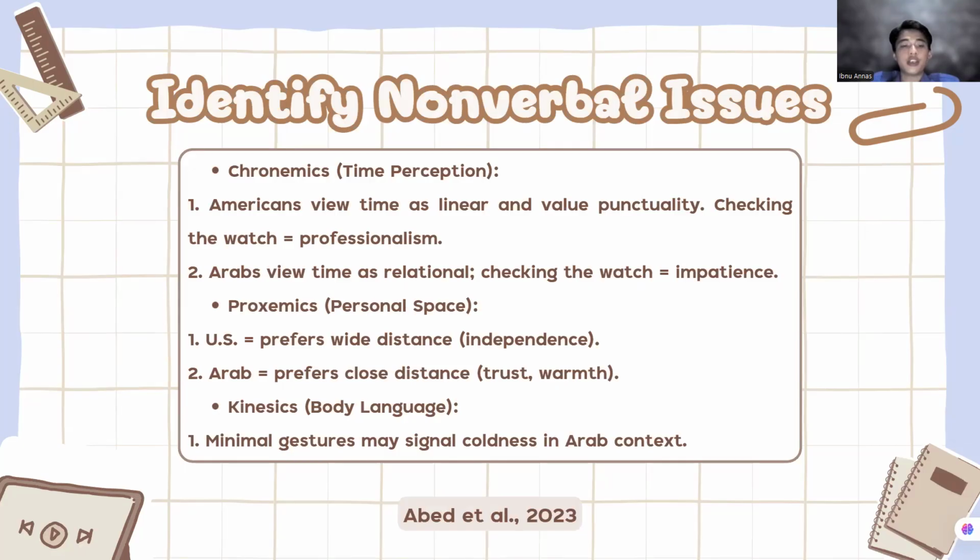The second part is proxemics, or personal space. In the US, they prefer a wide distance, which means independence. While in the Arab context, they prefer a close distance, which signals trust and warmth, like customer satisfaction. And the last is kinesics, which means body language. More minimal gestures may signal coldness in an Arab context.